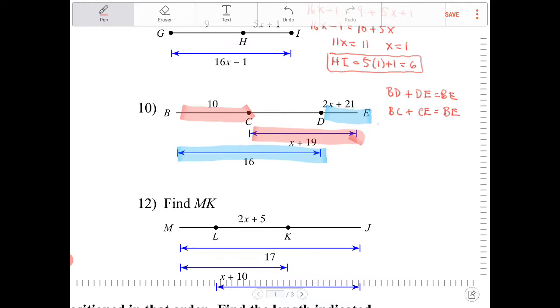So therefore, I can perform a substitution. Since both of these sums add up to BE, I can say BD plus DE will equal BC plus CE. And I'm in the home stretch right now. So BD is made up of 16, and DE is 2x plus 21. BC is equal to 10, and CE is equal to x plus 19.